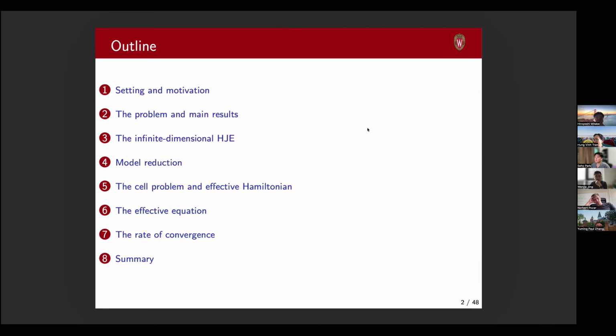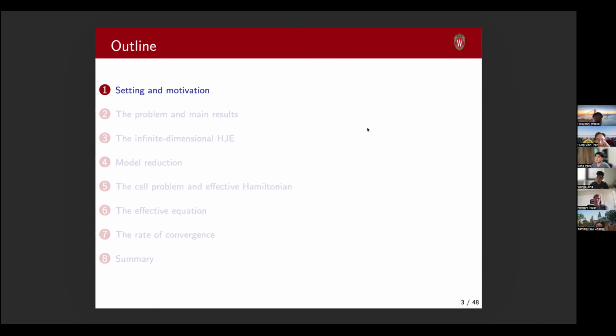And then I will explain what is the difficulty of the infinite dimensional Hamilton-Jacobi equation. And then I will talk about how to take some advantage from the symmetry of our setting. And of course, this is about the homogenization, so I will talk about the limiting behavior. So it will contain the effective Hamiltonian, effective equation, and also the rate of convergence. Okay, so I will start from the setting.